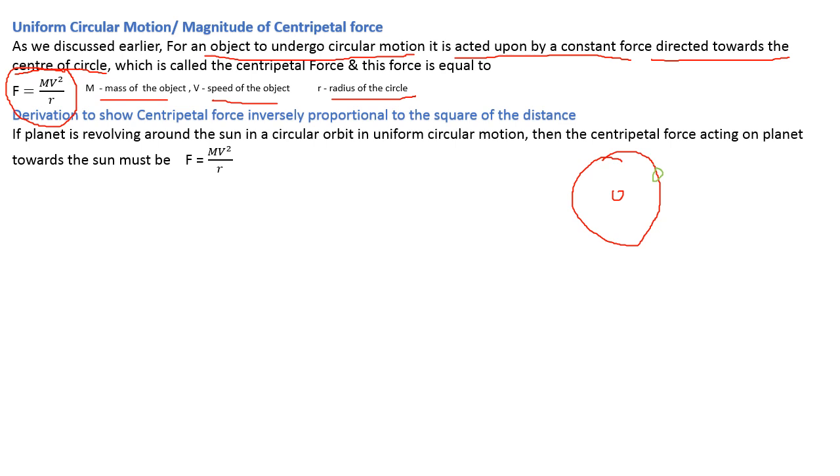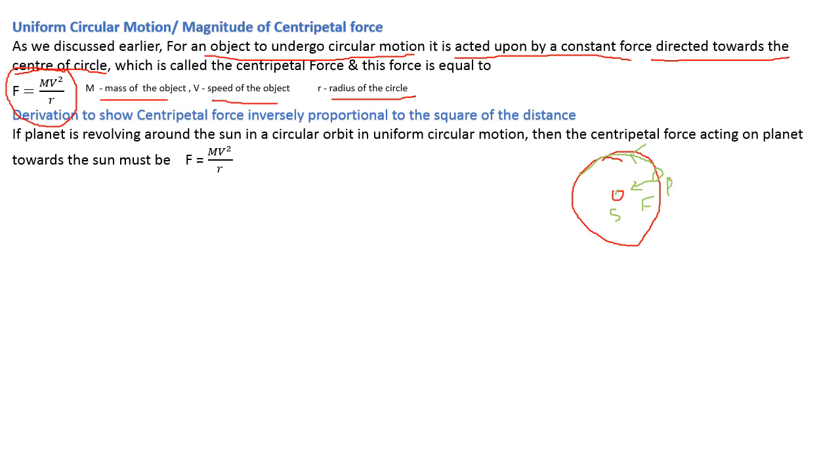Now when this object revolves in this circular path, the force will be acting towards the center, and that force is equal to how much? That is nothing but F equals mv square upon r. I hope you are getting it. Listen properly. This is my sun, this is my planet.